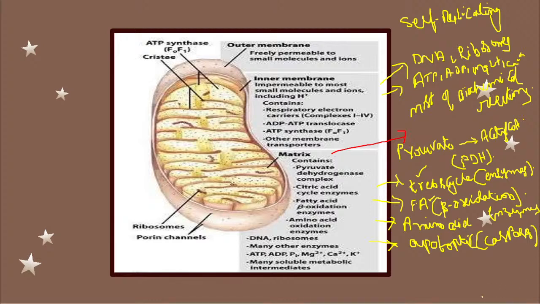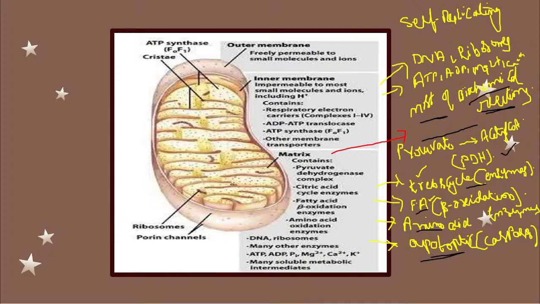Especially the enzymes called caspases, they are exclusively present in this particular matrix only. Friends, please don't get confused with that. So I'll quickly summarize what is present in the matrix. Friends, try to understand, the matrix is the region where most of the biochemical reactions take place, where pyruvate is converted into acetyl-CoA because of the PDH, Krebs cycle occurs, beta oxidation, amino acid breakdown, and apoptotic events, that is cell death events, occur because of the presence of caspase enzymes.